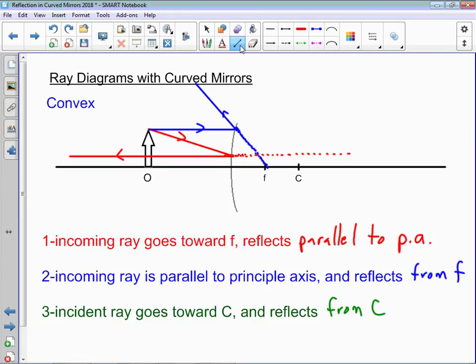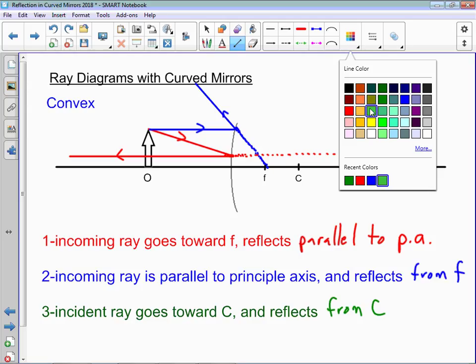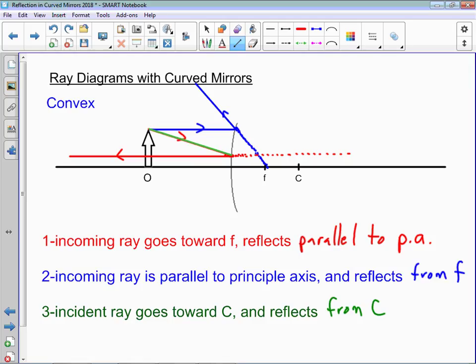So what does that look like? Again, we're going to start over here, and I'm going to go towards C. I'm going to stop that right there. And the light ray can't go through the mirror, so all of this is an imaginary line, so I draw it as a dotted line, and I'm just going to go back to my line here and shorten it up. There we go.